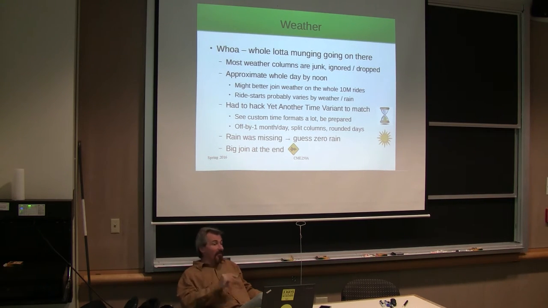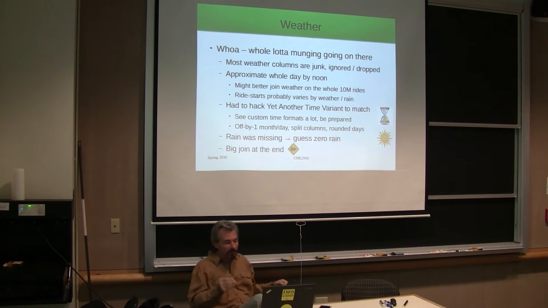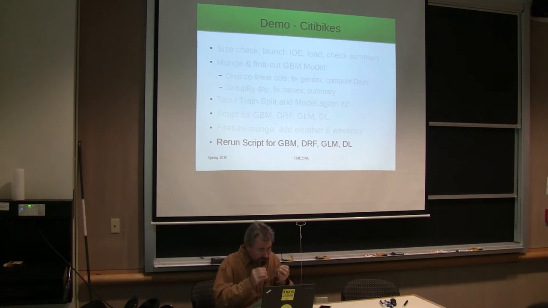I had to hack another variant of time. And that's really common. You'll see different variants of time all over the place, and you'll have to make guesses. Is it local time? Is it Greenwich Mean Time? Is it UTC? Is it daylight savings time or standard time? It's going to vary all over the map. It was off by one on the month and the day because it's zero-based for the Unix month and day, and one-based in this data set. Rain, I just made a guess. Missing value meant zero rain. Did my join. And then I'm going to rerun.